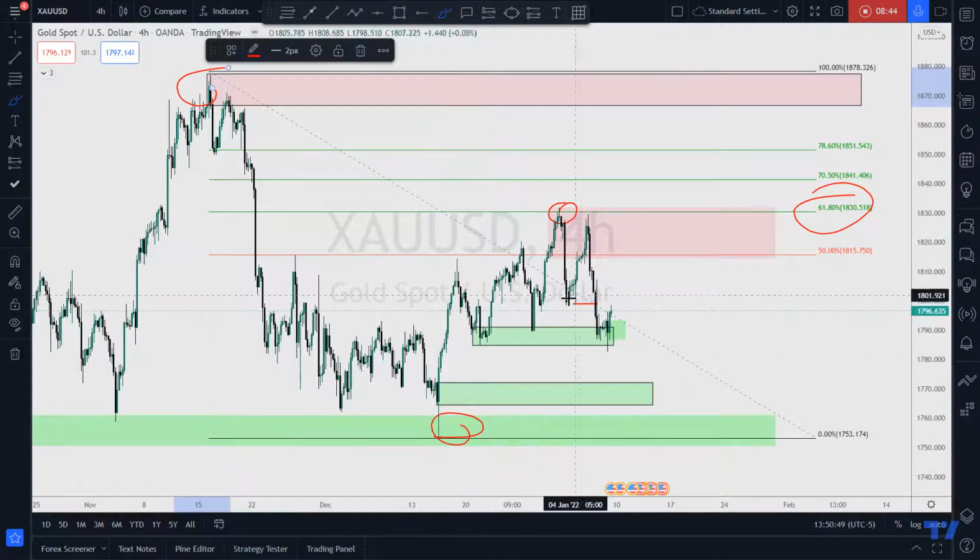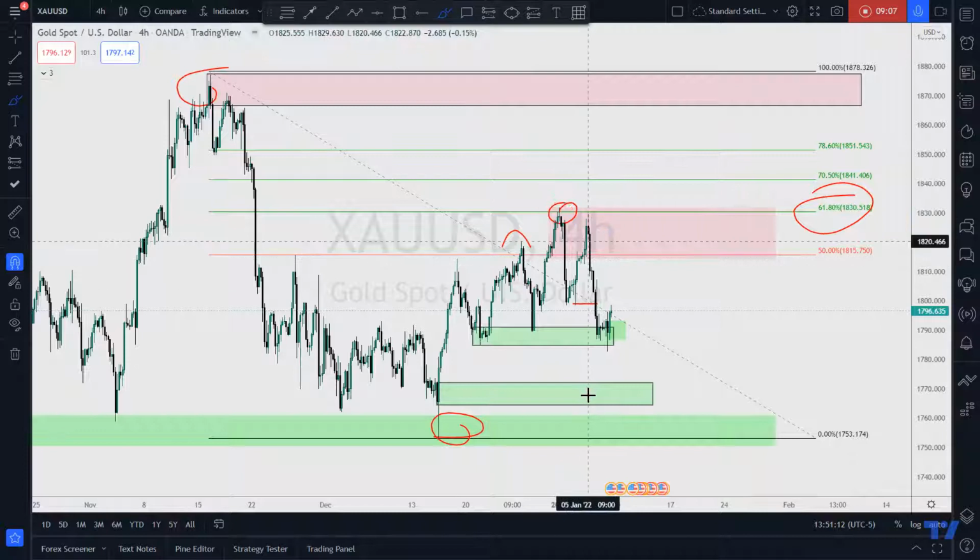All right. But here we have to note that we are breaking structure to the downside. Okay. And we have a high, a higher high, and a lower high. That looks like a head and shoulders, doesn't it? All right. And we have a break of structure to the downside.